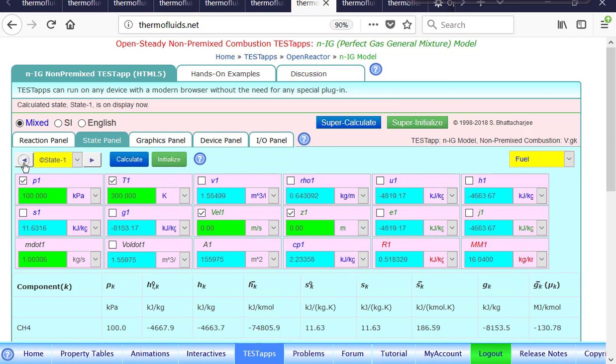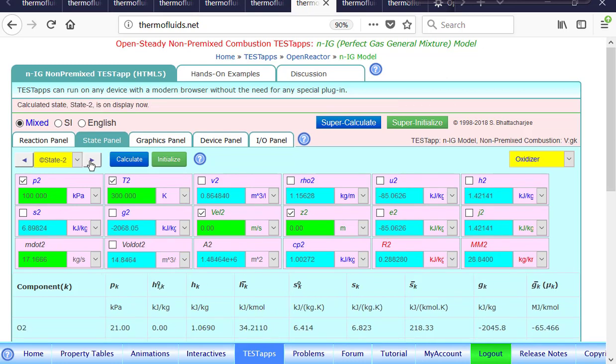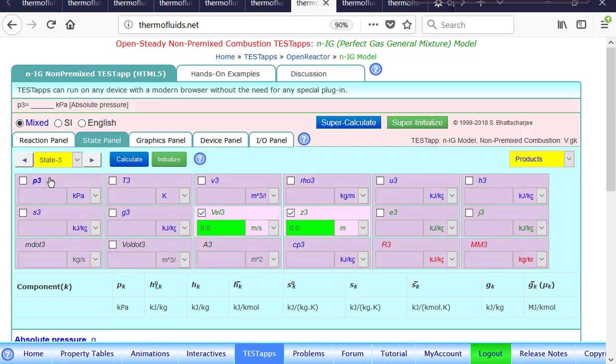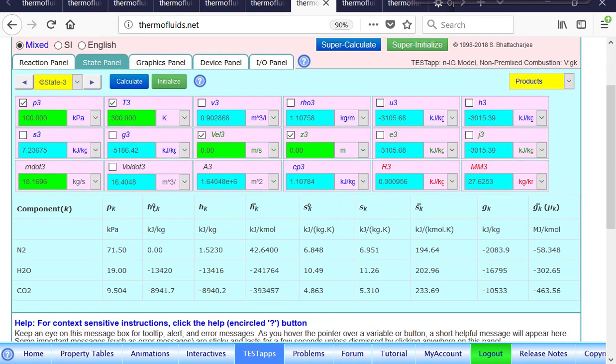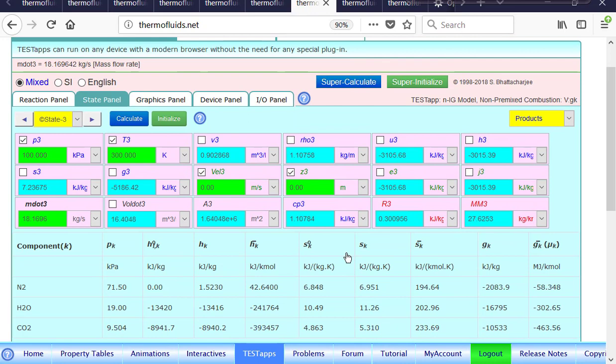Notice that fuel mass has been picked up as 1 kg per second. Oxidizer mass is 17 kg per second, theoretical air. And for products, again, we'll consider same pressure and same temperature, because 298 should be the precise temperature, but that's pretty close. You see the product, each component's properties have been found and tabulated.